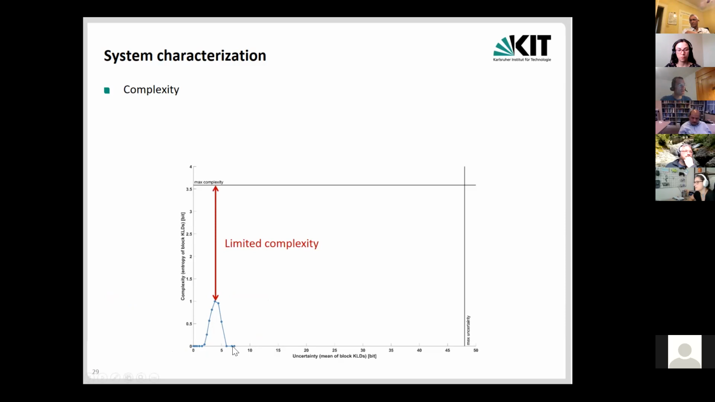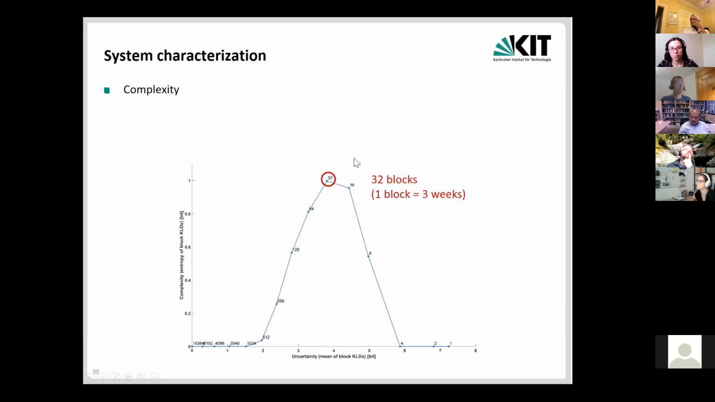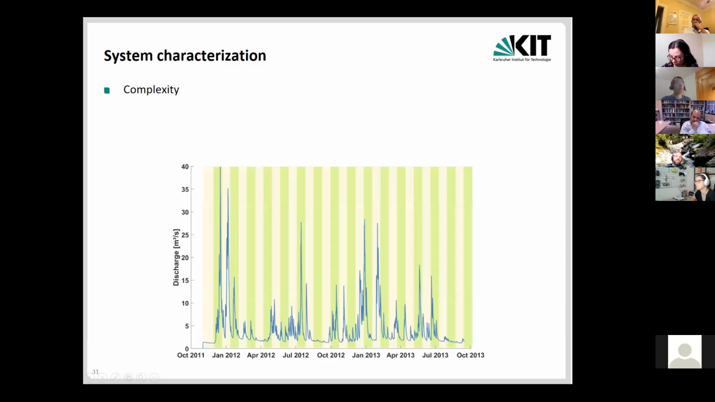Here you can see for a particular resolution of the data into blocks, there's a maximum of complexity, but still it's far away from the maximum complexity. So if you want a single measure of complexity, you could say I pick the complexity where it's at a maximum. This is a zoomed in version, which was here, whatever, 1 bit. And it was reached when you subdivide the data into 32 blocks, which means one block is 3 weeks. So that looks something like this, just to give you an idea.